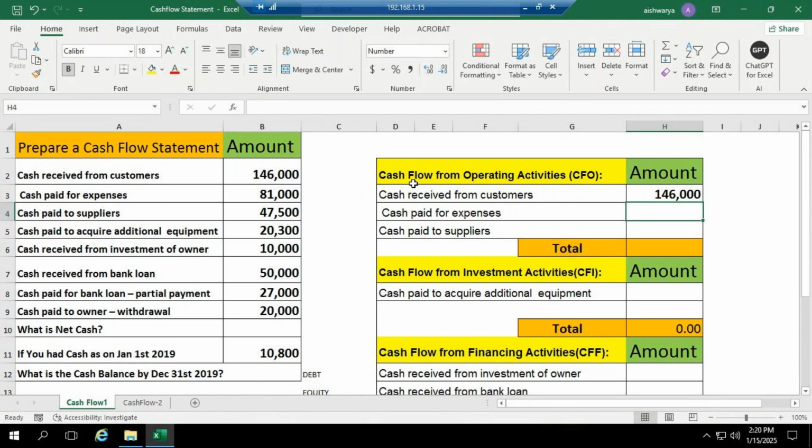Then cash paid for expenses. Here it is paid, so what do we have to put? Minus, ma'am. So that means minus 81,000. Then cash paid to suppliers, that means minus 47,500. Now the total: the cash flow from operating activities, you will be getting the answer here as 17,500.